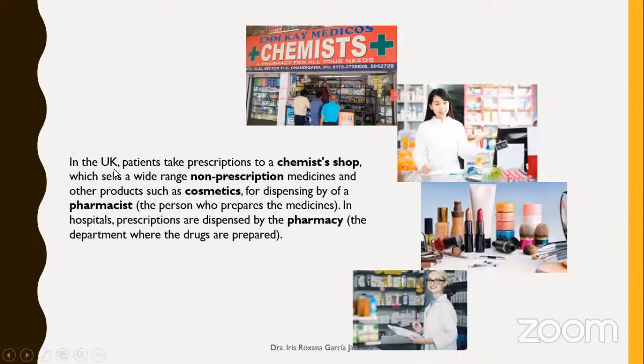In the UK specifically, the patients take prescriptions to a chemist's shop. Okay, a drugstore in the USA is a chemist's shop, which sells a wide range of non-prescription medicines and other products such as cosmetics. Okay, the chemists usually sell without a medical prescription the non-controlled medication like paracetamol, but in small doses and in small quantity. I mean, no more than 10 tabs. And well, aspirin no more than 5, for example.